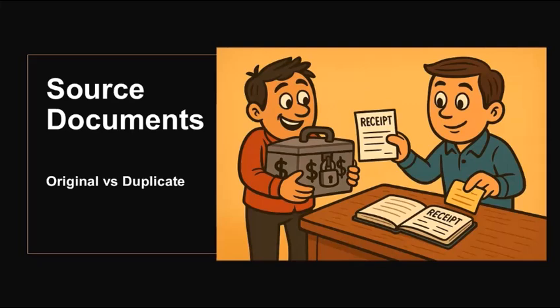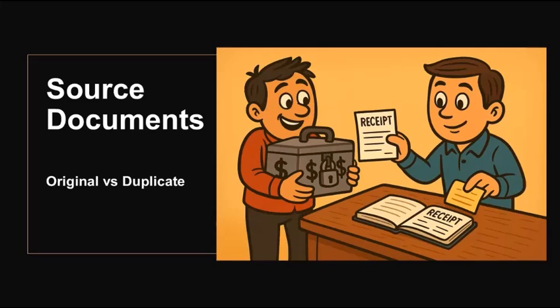Something else that's important when it comes to source documents is the difference between an original document and a duplicate. When a business gives or receives money, it usually creates a source document in two parts, the original and the duplicate. The original is the first copy and is usually given to the customer as proof of the transaction. For example, when you buy a cold drink at the tuck shop and the cashier tears out the original receipt and hands it to you.